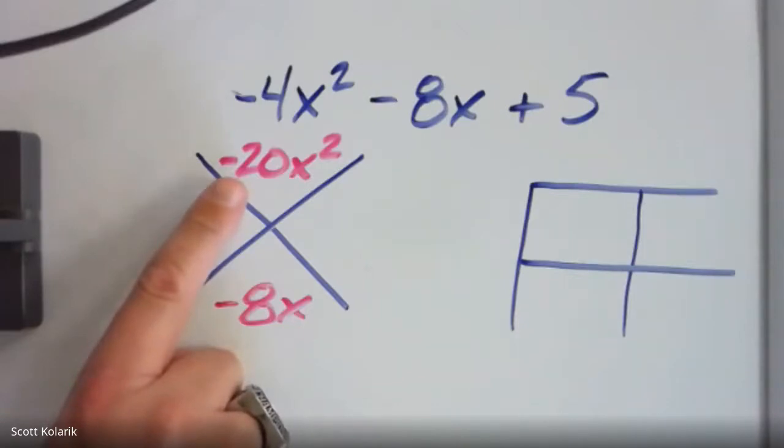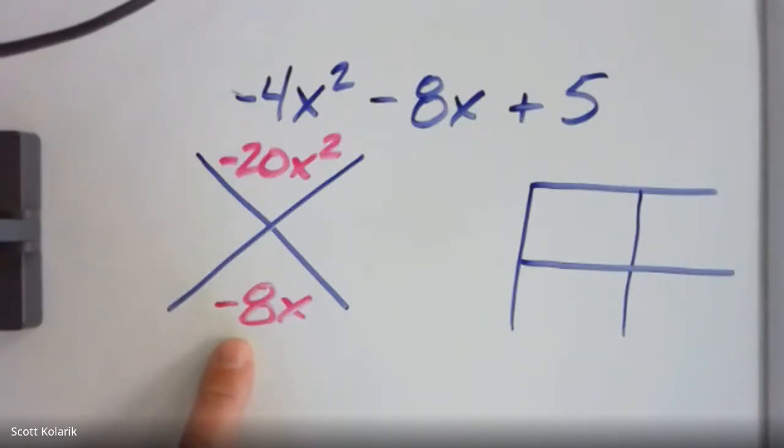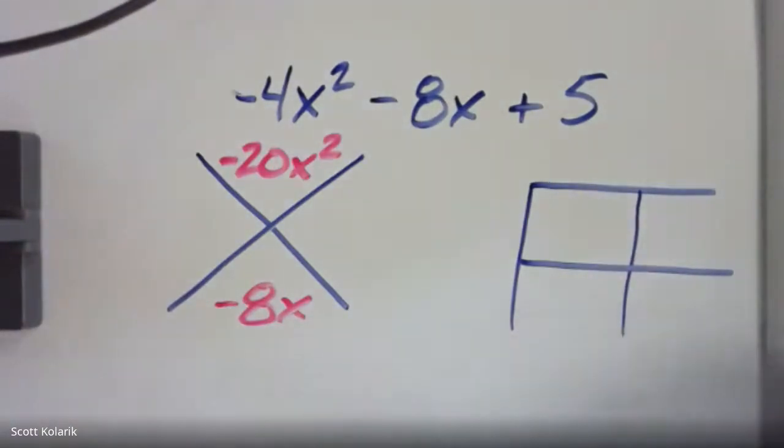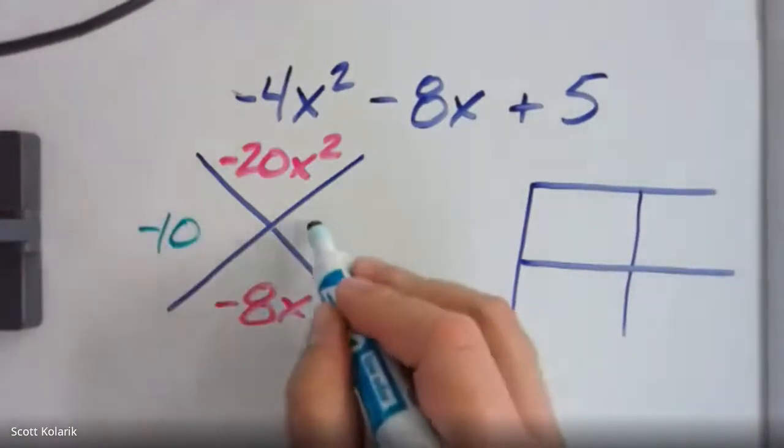All right, my next combination, 10 and 2. 10 and 2 multiply to get 20, and I can combine 10 and 2 in some way to make negative 8. 10 minus 2 would just be positive 8, but I want a negative, so I need to swap those negative signs. And it's actually going to end up being negative 10 and positive 2.